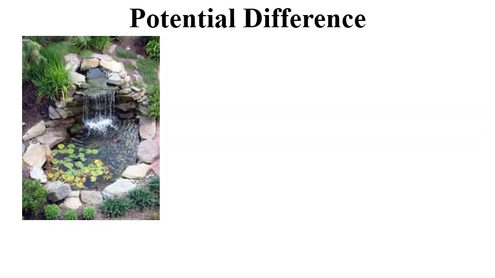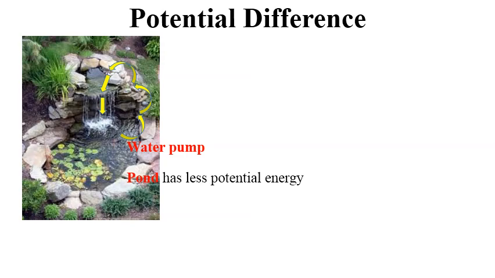Potential difference. Modern houses have ponds and waterfalls which function with the help of a water pump. The water pump pumps water from the pond towards the waterfall, and the water again falls to the pond from the waterfall. You know that potential energy is the energy stored due to change in elevation. So the pond water has less potential energy as it is at a lower position, and the waterfall has more potential energy as it is at a higher elevation. So here the fall of water takes place due to change in potential energy between the pond and the waterfall.